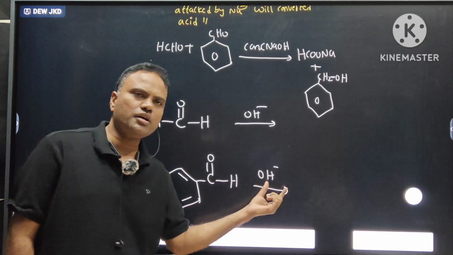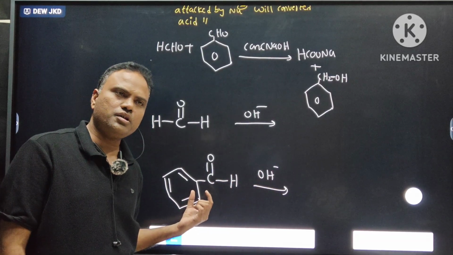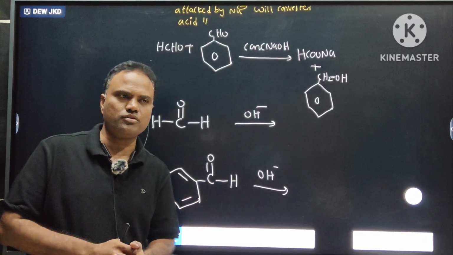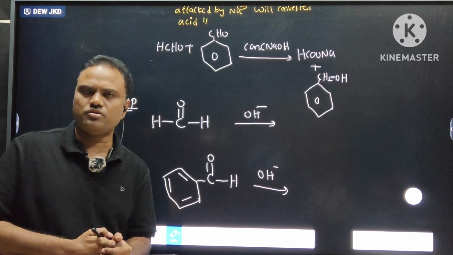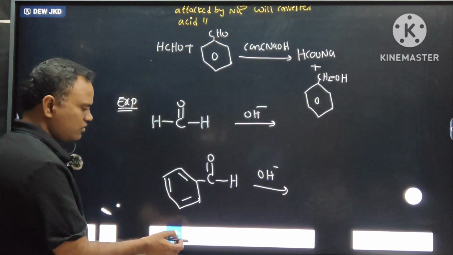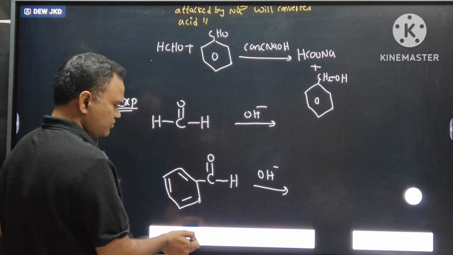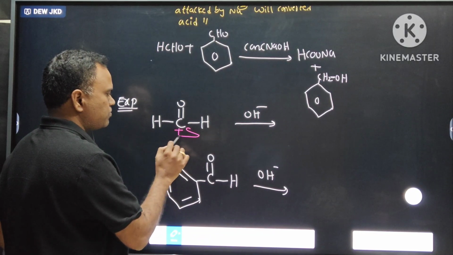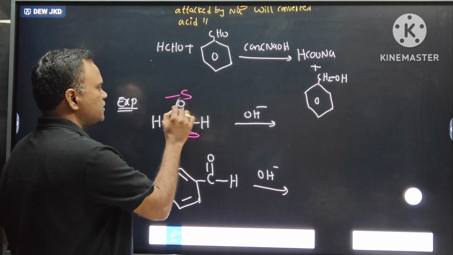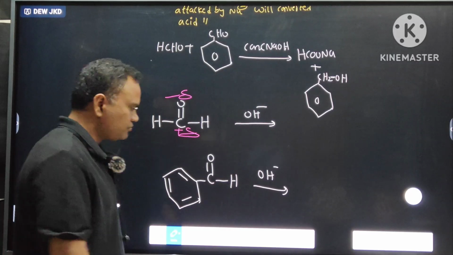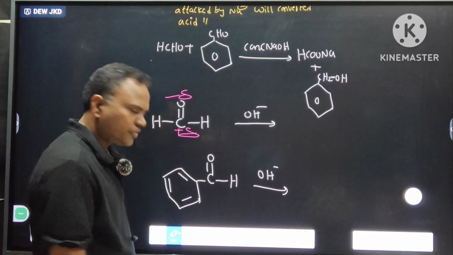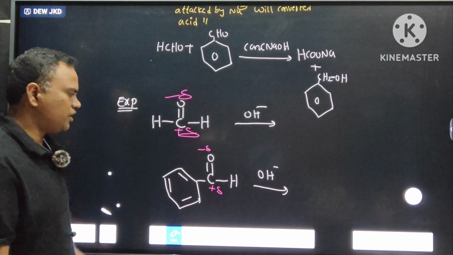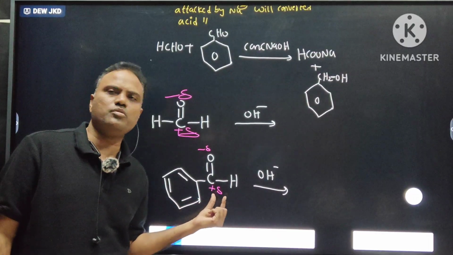If this benzaldehyde is attacked by OH negative, that will convert to acid. But which will be attacked by the OH minus nucleophile? That is the question. Here we use general organic chemistry, GOC concept. You know this bond is a polar bond. Negative, positive charges are present, partial positive and partial negative. Small positive and small negative. Why? This carbonyl carbon is having small positive charge.